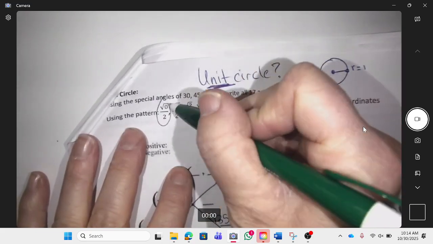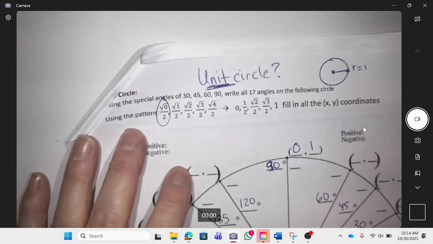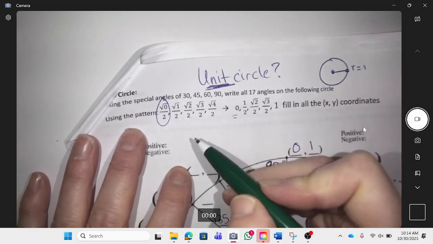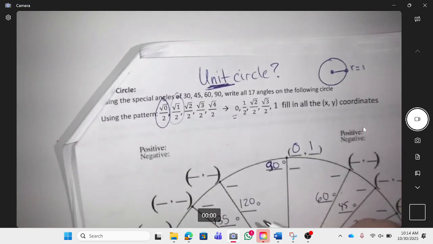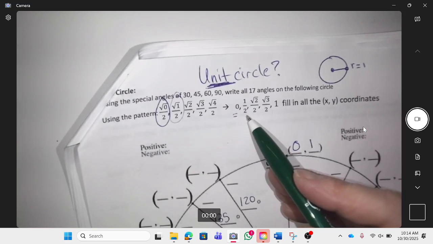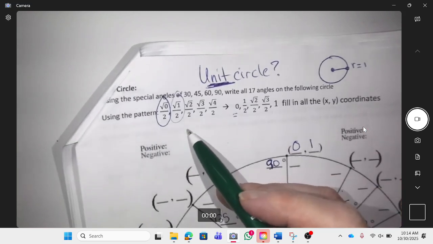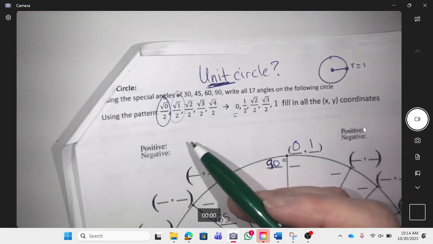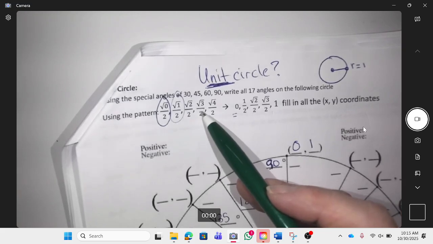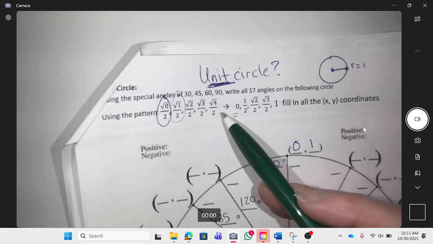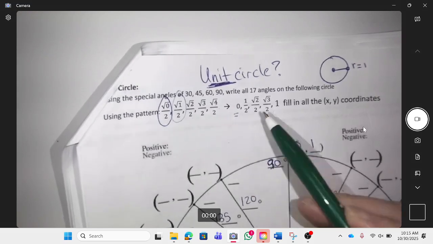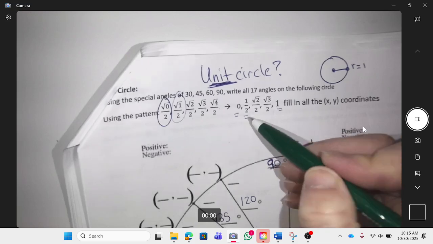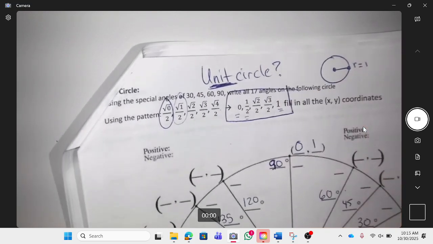But here's the thing. Root 0 over 2 can be simplified to just say 0. The square root of 1 over 2 can also be simplified because the square root of 1 is 1. So I can just call that 1/2. The square root of 2 over 2 cannot simplify because I can't do anything with a root 2. Root 3, can't do anything with a root 3. And this one I could do stuff because what's the square root of 4? 2. And what's 2 divided by 2? 1. So here are all the numbers that it will ever show on your unit circle.